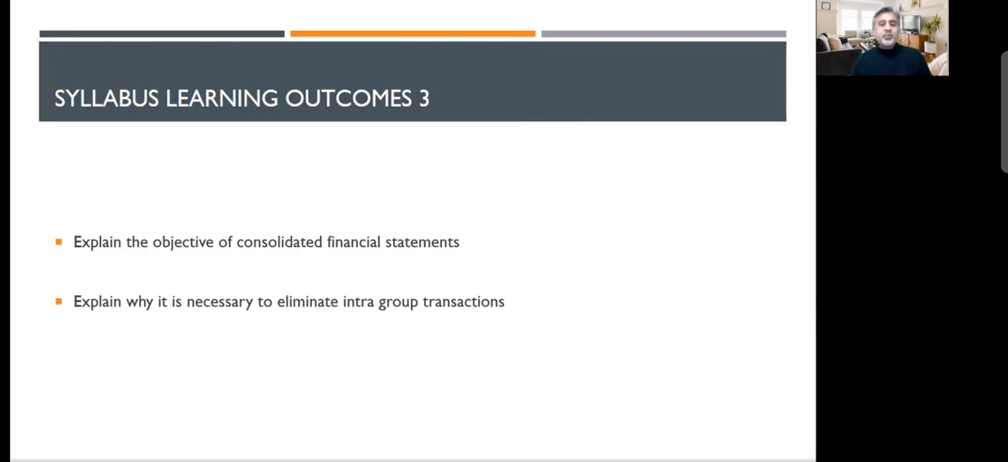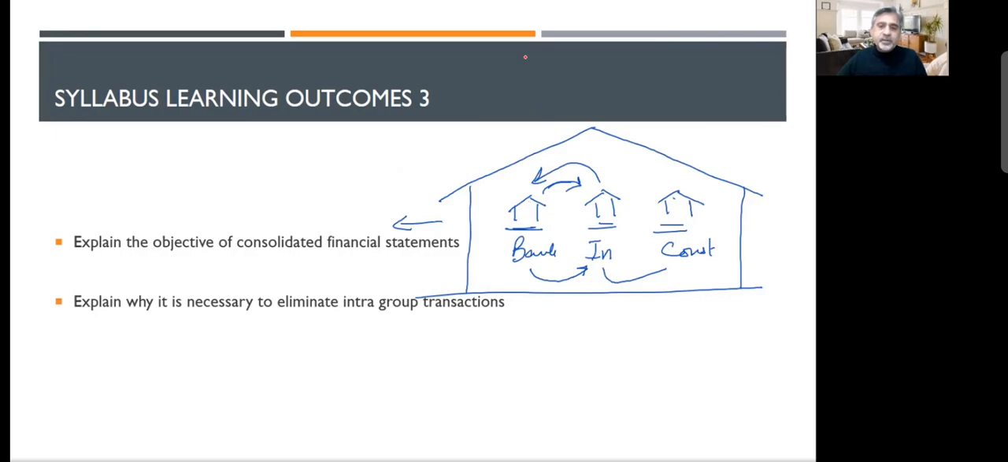Explain why it is necessary to eliminate intragroup transactions. I just explained with the help of that figure that intragroup transactions within the group companies are actually lying under the same roof. So those transactions, in reality, did not happen for the group. For example, this is one entity which is selling goods: A sells goods to B. For A, the sales exist because A will say, I sold the goods, I have dispatched. B will say, I purchased the goods because I received the goods and I paid the money. So A will record sales and B will record purchases.